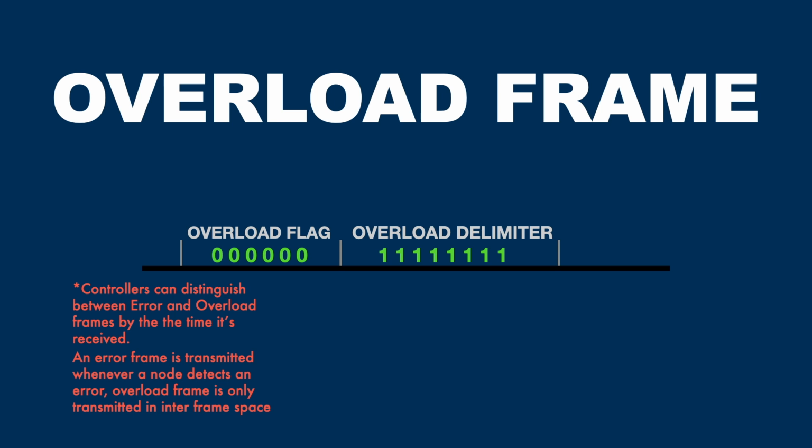The overload frame is rarely used by modern CAN controllers due to major improvements in computing speed and other factors since the implementation of the CAN protocol. But it is still a part of the CAN protocol and therefore implemented in the network.